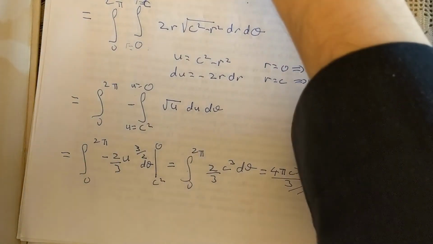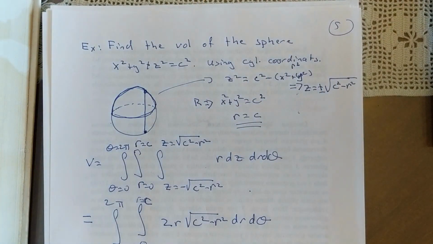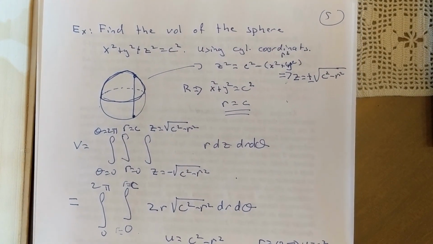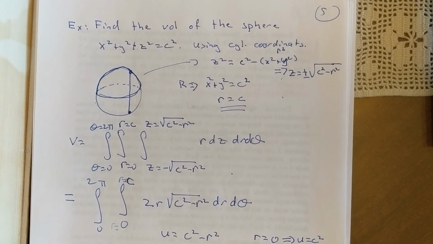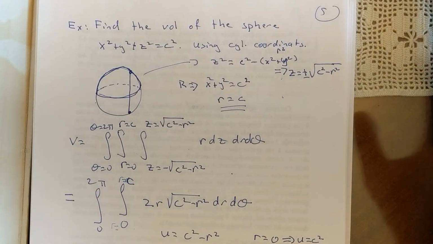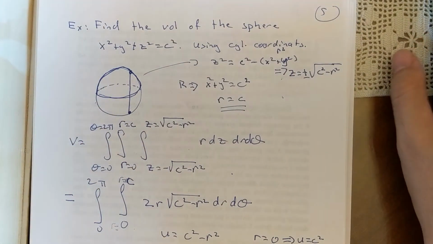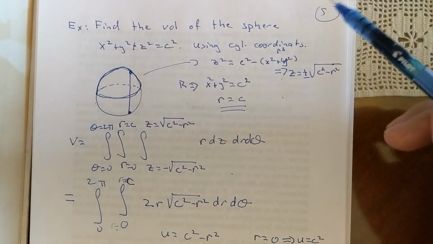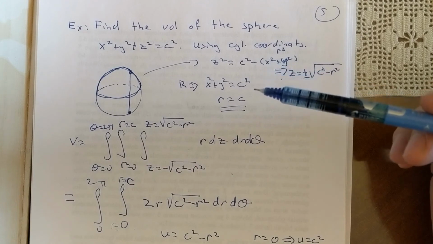Now, of course, you want to do cylindrical integrals and spherical integrals also. We haven't done spherical yet. We're going to do that in a few minutes. You want to do cylindrical and spherical integrals when your solid has a lot of circular symmetry. Okay. So what I wanted to do was the volume of a sphere again.